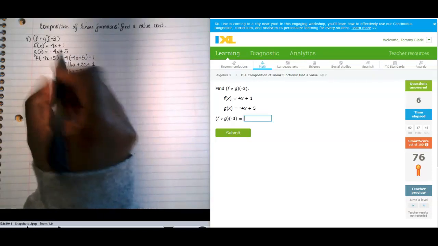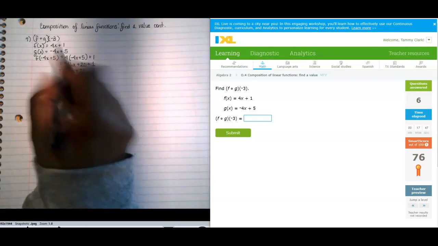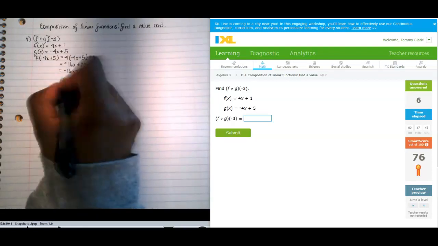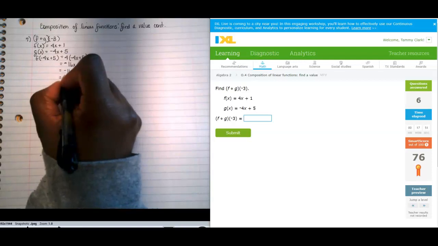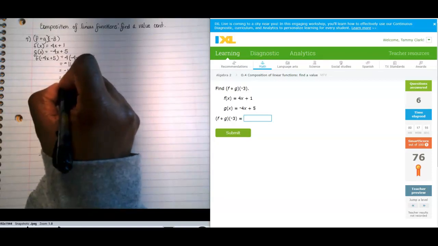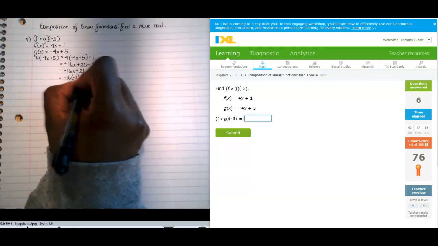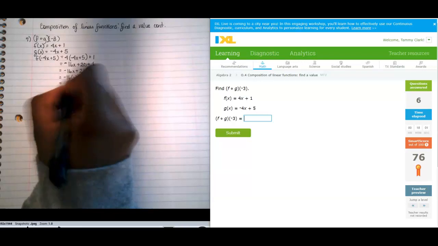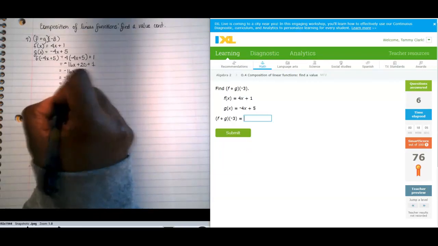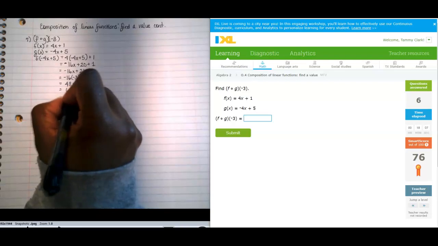And we're saying evaluate this function when x is -3. So I would do negative 16 times negative 3 plus 21. Well, that's positive 48 plus 21 would be 69.